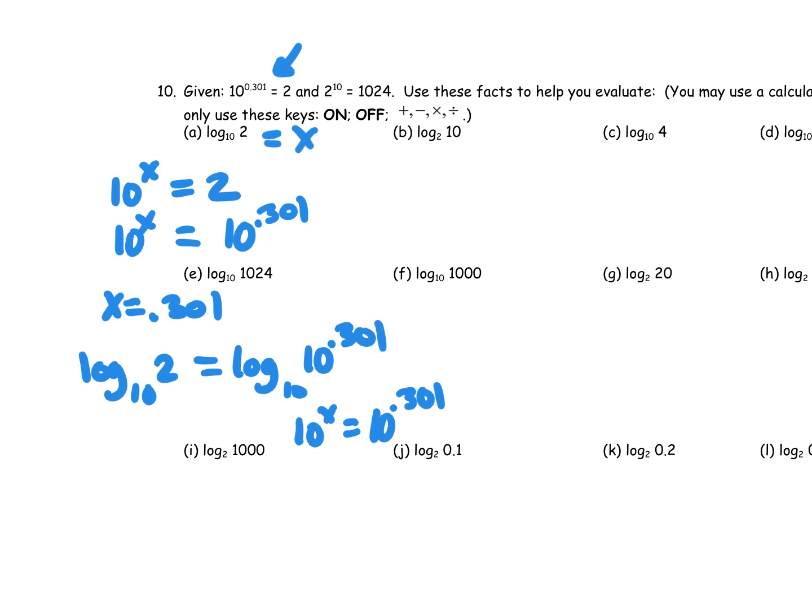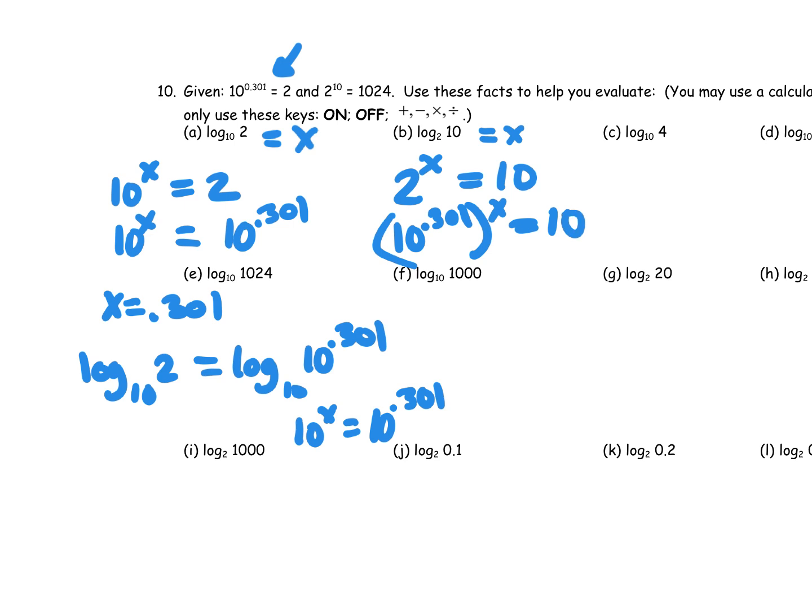Okay, let's do another here. Let's do this one. So log base 2 of 10. So I can say 2 to what power gives me 10. And now, again, this is a little different because 2 is with the x, but that's okay. So substitute in what 2 is. 2 is 10 to the 0.301 to the x equals 10. And on the left side, remember, a power to a power you multiply. So 10 to the 0.301x equals 10 to the 1. So 0.301x equals 1. X is 1 over 0.301. So doing it that way.